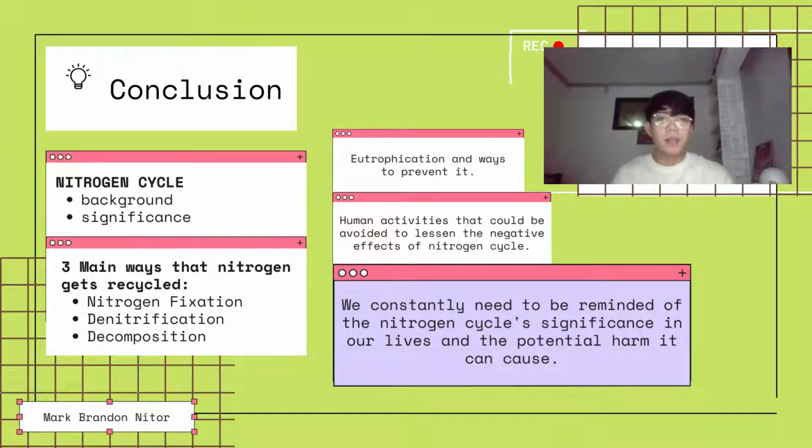To review, we have tackled the nitrogen cycle, its background, importance, and the ways that it can be recycled, which are nitrogen fixation, nitrification, and decomposition. We have also talked about eutrophication, which is a serious environmental concern for us people, and how we could prevent this. And lastly, the various ways on how we can eliminate or lessen the negative effects of the nitrogen cycle.